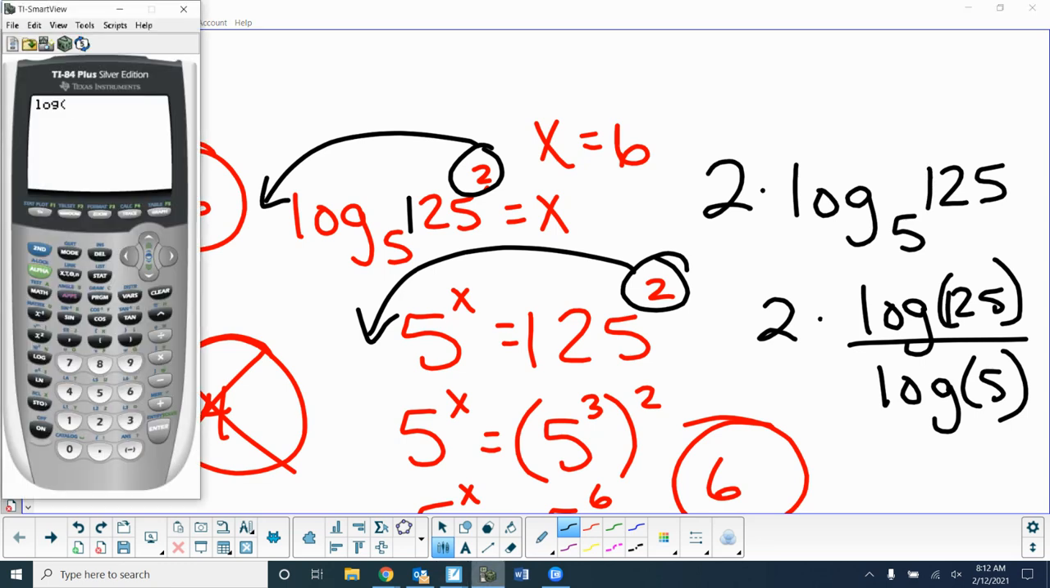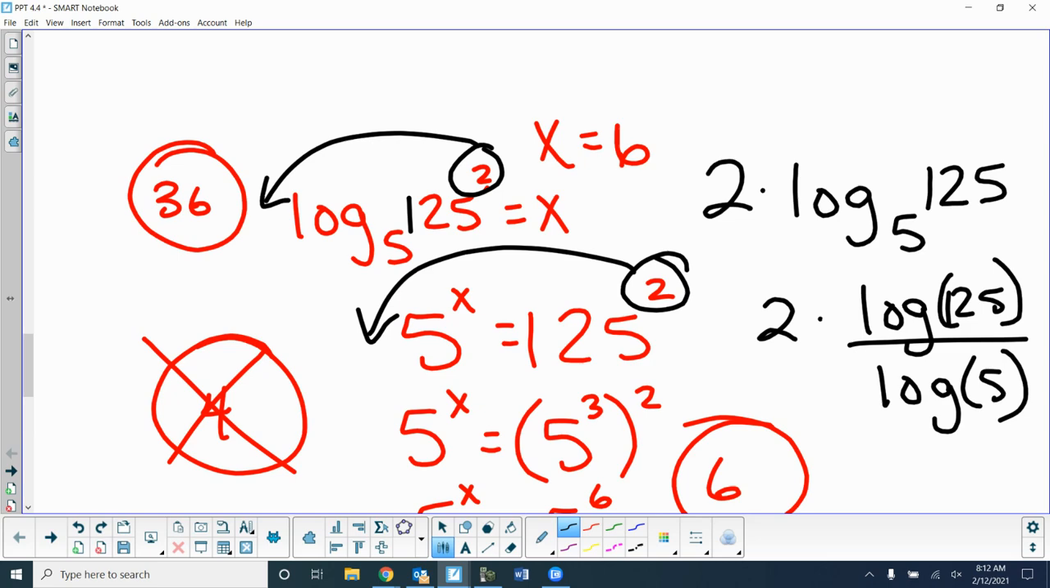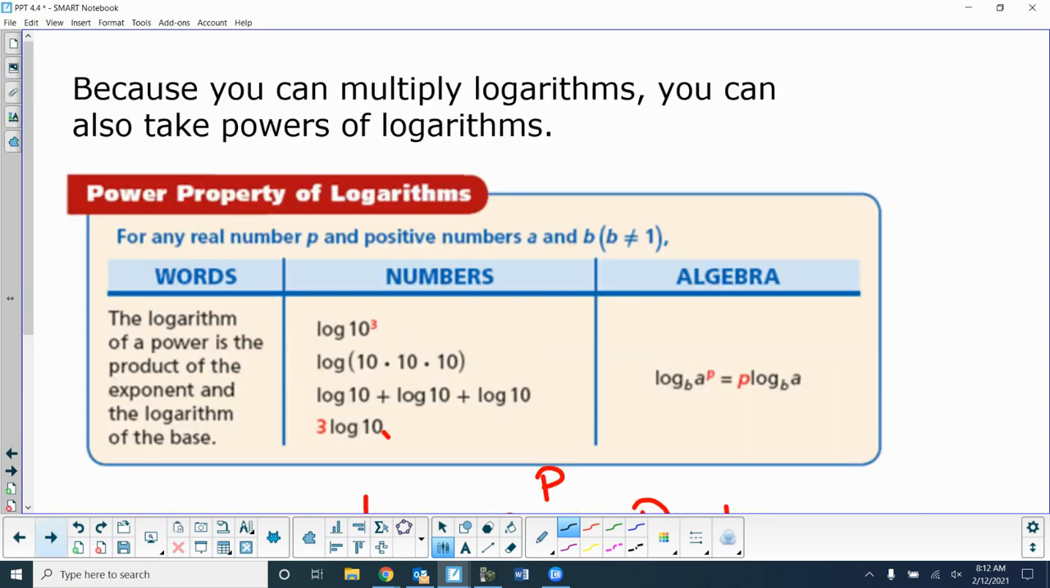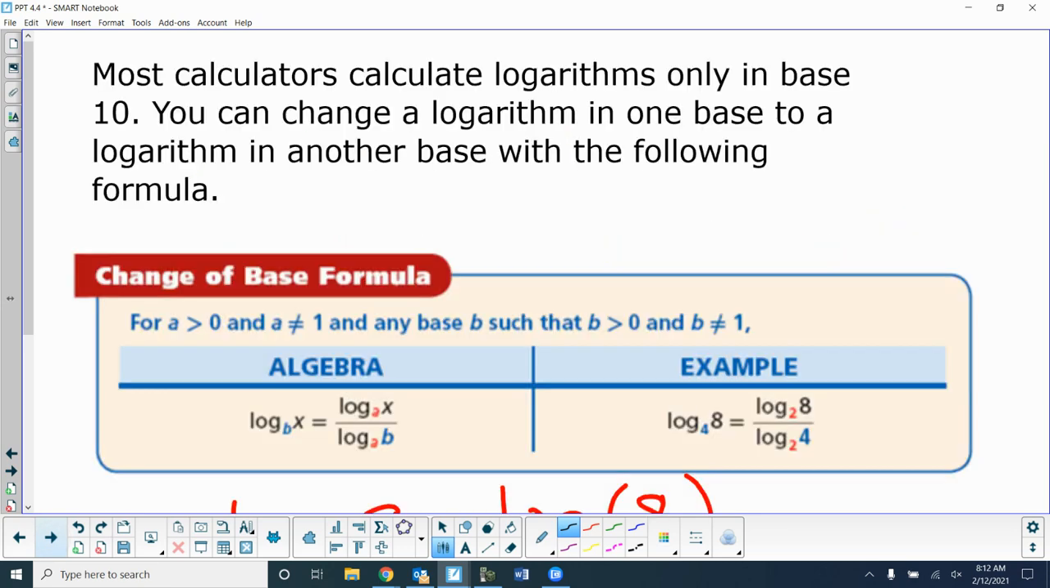Okay, so watch. Let's clear that out. 2 log 125, close it off, divided by log of 5, close it off. The answer we got was 6, right? So that change of base formula lets us do all of these with our calculator. That's the one you really want to remember, because you're going to use that a lot. That's the one everybody likes the most.